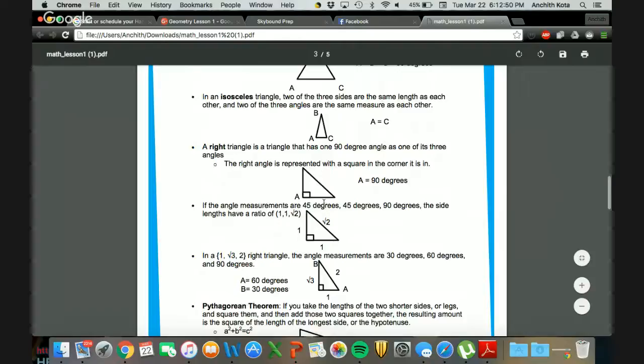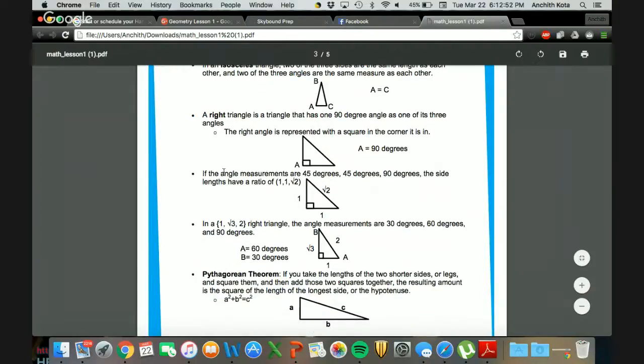So there are some special right triangles. If you have a 90-degree angle, and the other 2 angles are both 45 degrees each, that would make this a right isosceles triangle, because both of these sides are the same because both of these angles are the same.